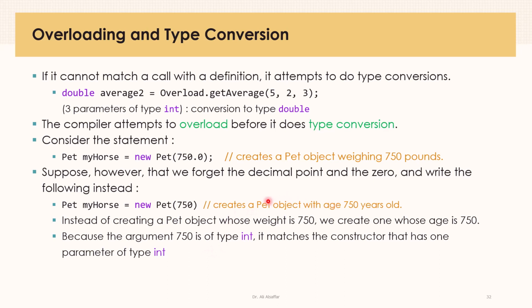So this error happened because of the type conversion, because we forgot the decimal point. Instead of creating a pet object who has the weight as the input parameter 750 pounds, it is going to call the constructor that will create a pet object whose input parameter is the age of the pet, which is 750 years old. In conclusion, sometimes problems might happen if type conversion is applied on overloaded methods.